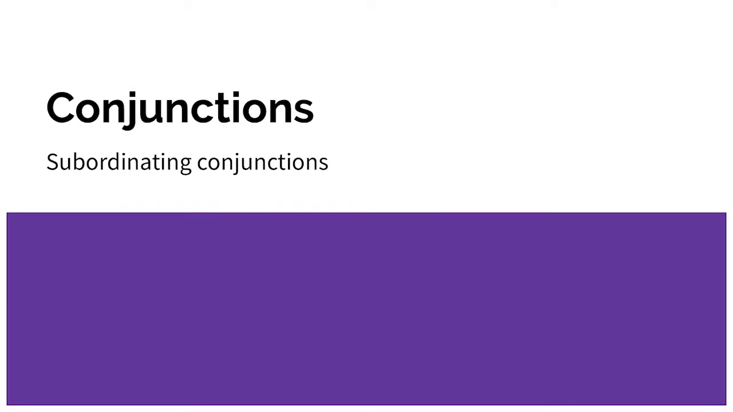Hello everybody. Today we're going to talk about subordinating conjunctions. In our previous video we discussed the three types of conjunctions: coordinating conjunctions, subordinating conjunctions, and correlative conjunctions. Today's lesson will be on subordinating conjunctions.